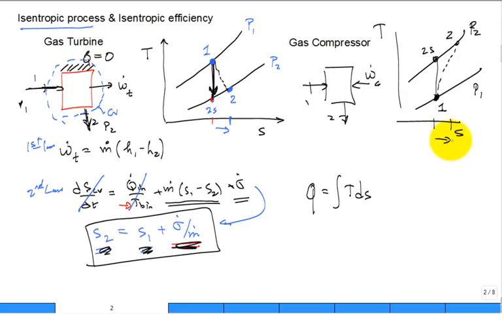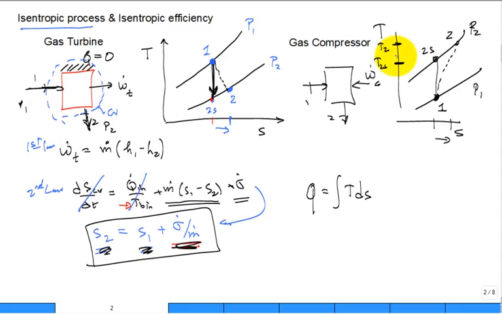Now, think about this. How about the exit temperature, T2S versus T2? Which one's higher? The actual temperature coming out of the compressor is hotter than it has to be, a higher temperature than it has to be. Irreversibilities make you put in more work to accomplish the same pressure increase, and that extra work is going to be realized by a higher exit or discharge temperature out of that compressor.